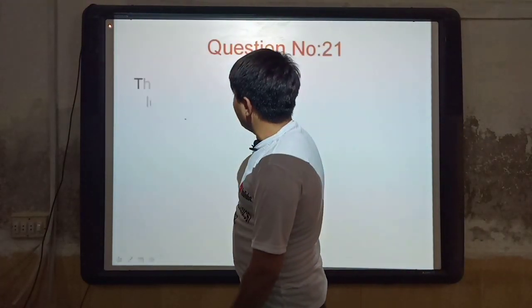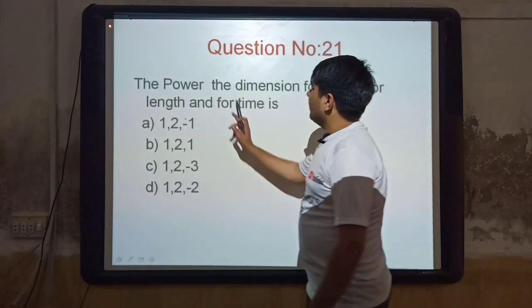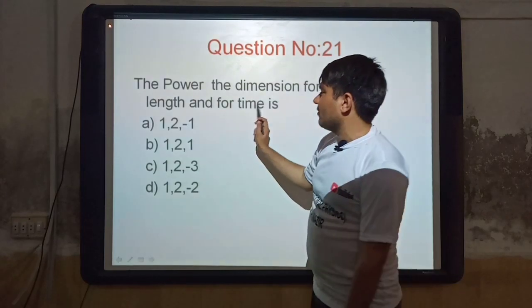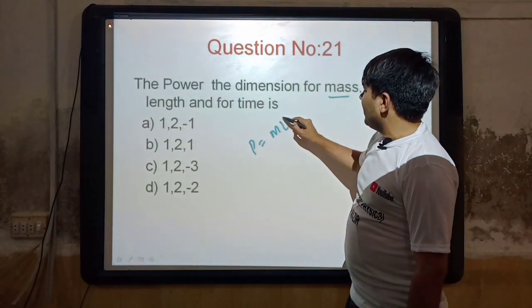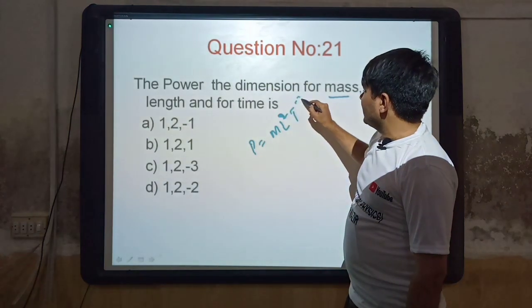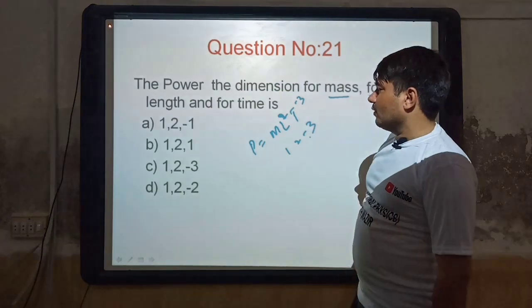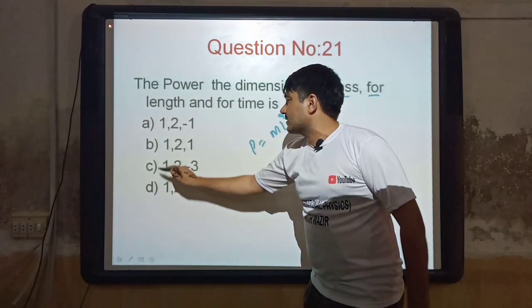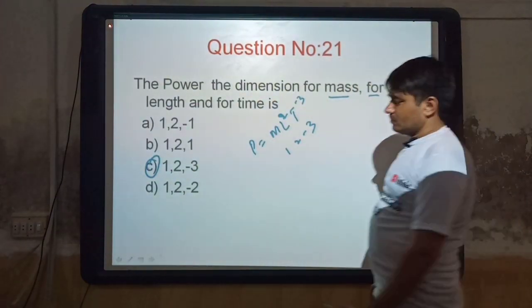The dimension of power in mass, length and time is M L square T inverse cube, that is 1, 2, minus 3. Which option is correct? C option is correct.